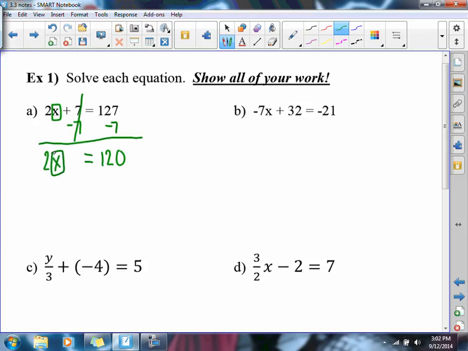I can still keep that box around the variable if I'd like to, but now I have a 2 times x equals 120. To undo that multiplication, I divide. And what I do to one side, I have to do to the other. So x equals 60. And again, we could check our work. 2 times 60 is 120, plus 7 is 127.